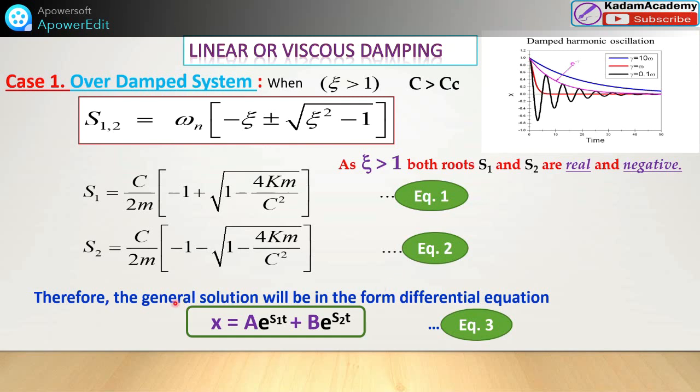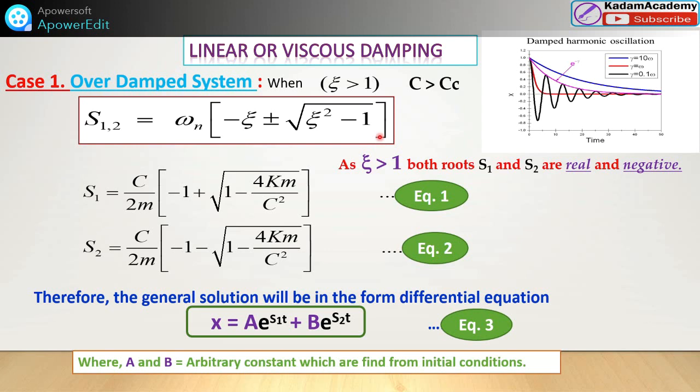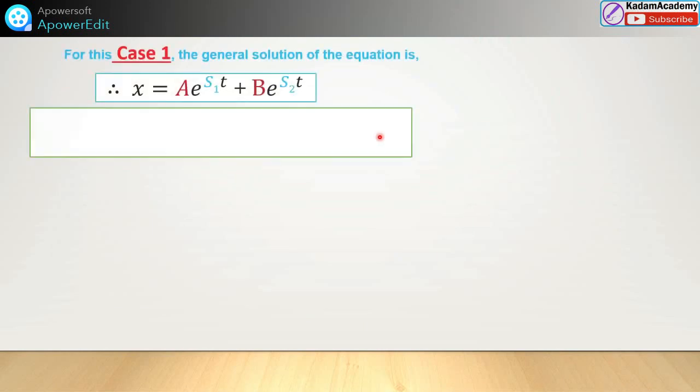The general solution will be in the form x is equal to a into e raised to s1t plus b into e raised to s2t, where s1, s2 are these roots of the equation. a and b are arbitrary constants, and we can find the values of a and b from the initial conditions. What are those initial conditions? We will get the values of a and b from them.